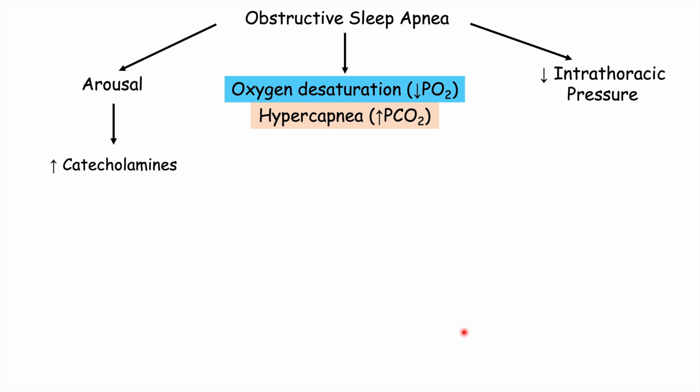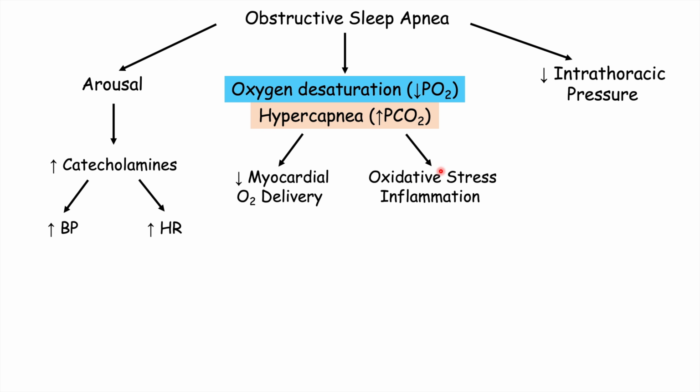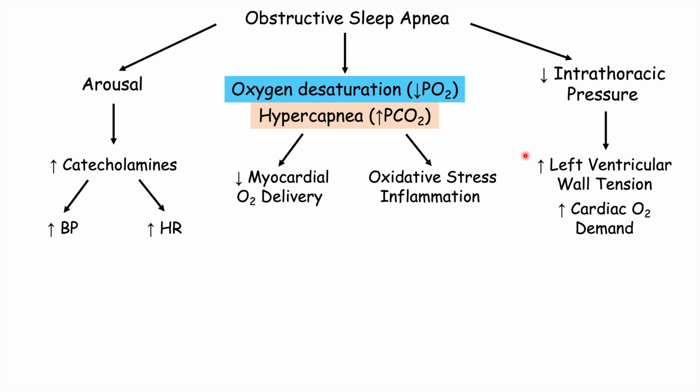So with arousals, because a patient becomes awakened by their snoring or their episodes of apnea or hypopneas, they're going to have increased catecholamine levels. And those increased catecholamines, which are epinephrine and norepinephrine, are going to lead to increased blood pressure and increased heart rate. With regards to the oxygen desaturation and the hypercapnia, it's going to lead to decreased myocardial oxygen or O2 delivery. And it's also going to lead to oxidative stress and inflammation. And the decreased intrathoracic pressure may lead to increased left ventricular wall tension and increased cardiac O2 or oxygen demand.